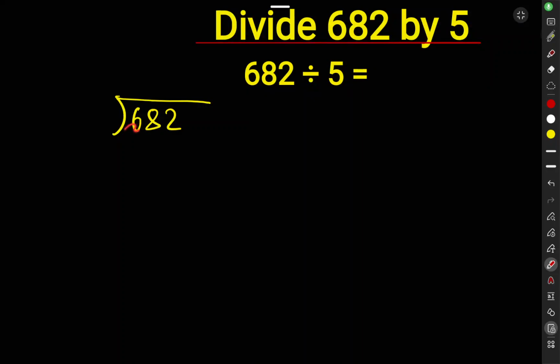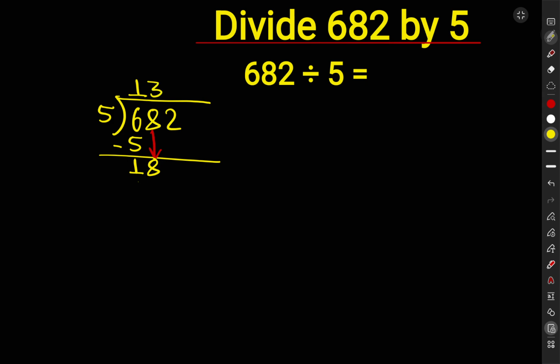Here we divide 682 by 5 in long division method. 5 times 1 is 5. On subtracting we get 1. So now we put down this 8 and it is 18.